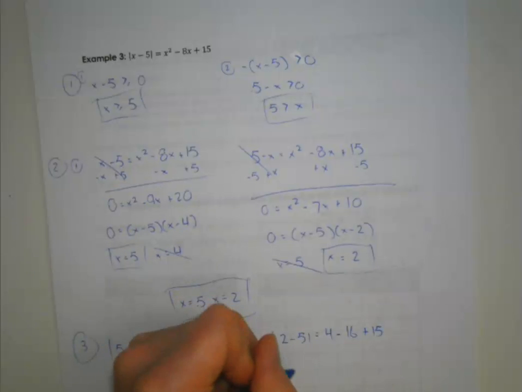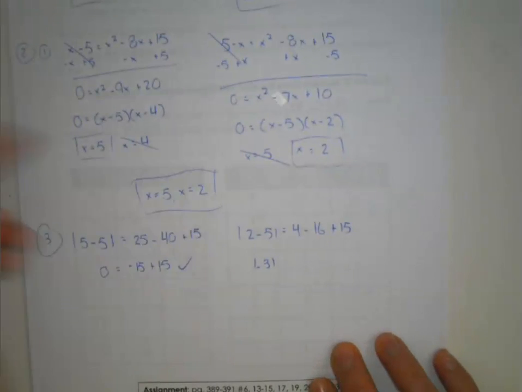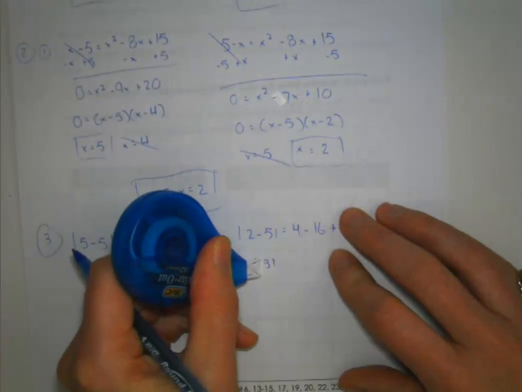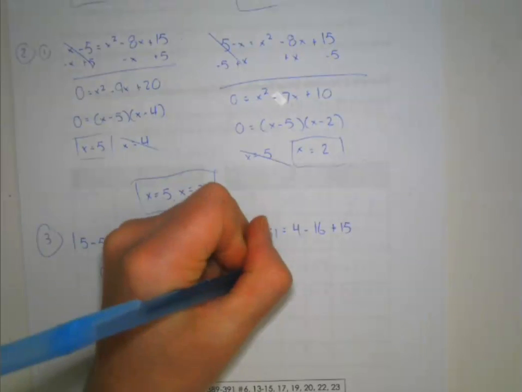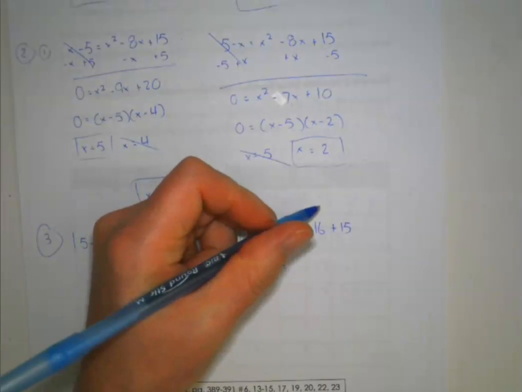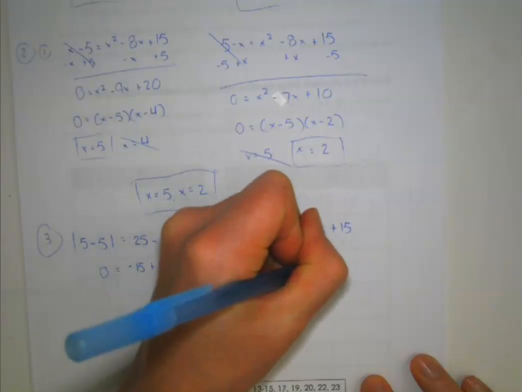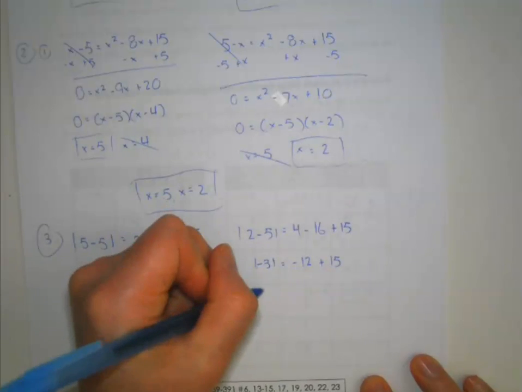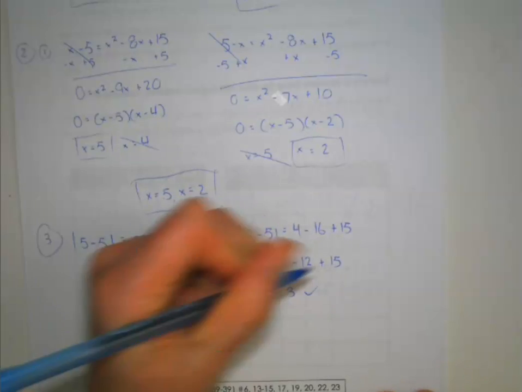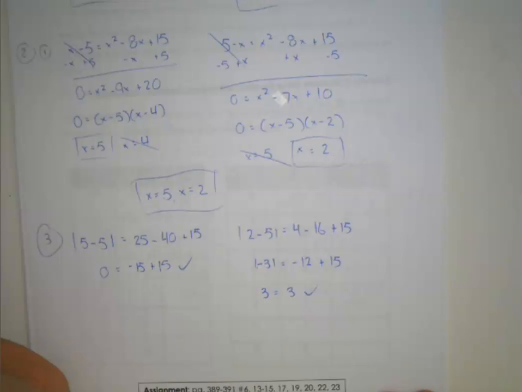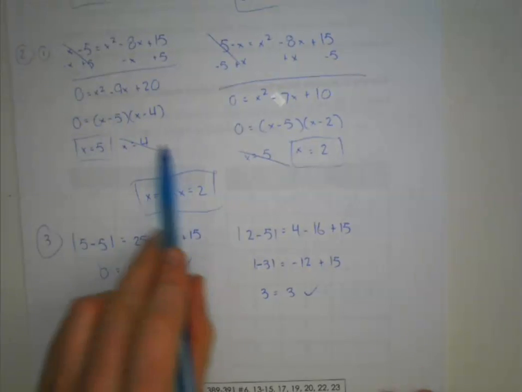So 2 minus 5 gives us negative 3. Oops, getting off the page a little bit there. And now my negative is in a funny spot there. Okay, so negative 3 is equal to 4 minus 16 is negative 12 plus 15. And the absolute value of negative 3 is 3. Negative 12 plus 15 is 3. So again, we've verified our solution. Okay. So you could go through and do that for all of these.